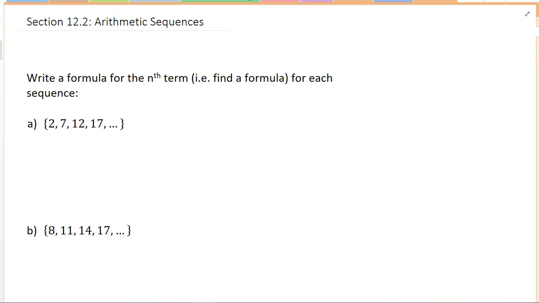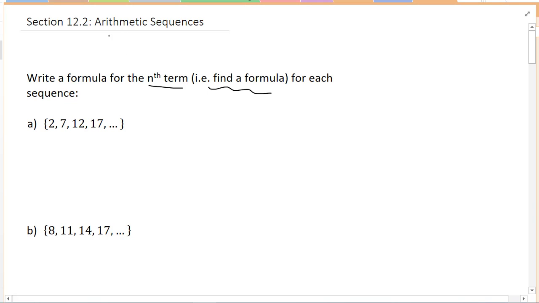Hi there, in this video we're going to talk about arithmetic sequences. I'm going to start off by giving you two sequences and finding the nth term. And remember, finding the nth term means finding a formula for the sequence. Here, the first thing you want to look at is: is there a common difference?